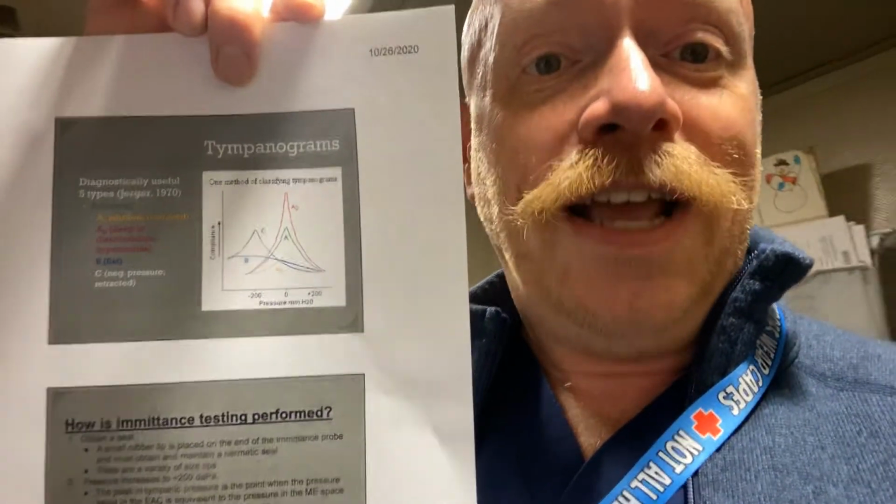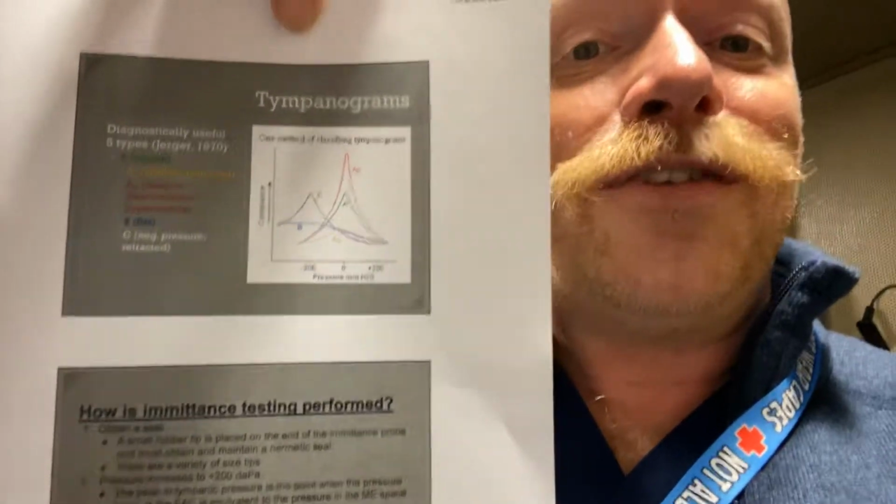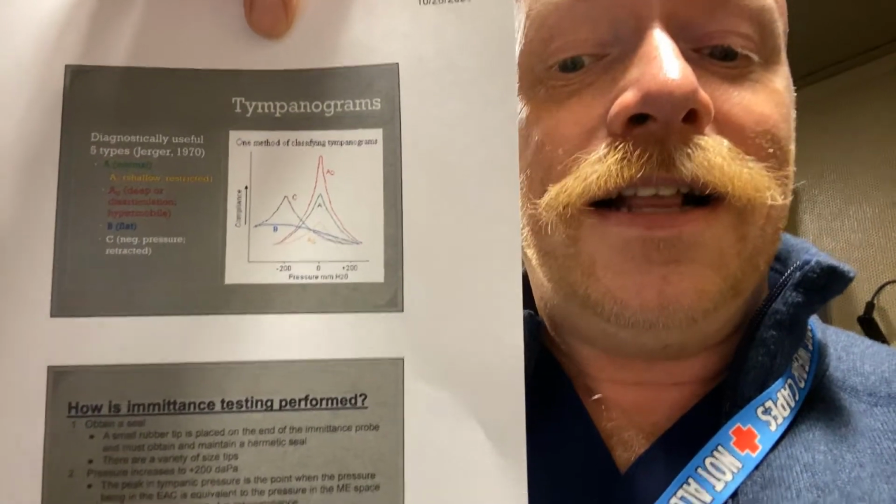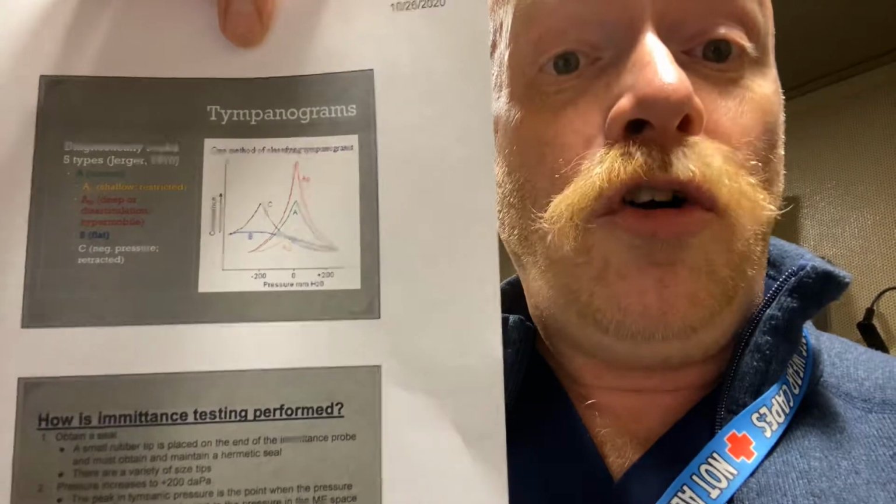This is one of the slides. It's probably about the 10th or 12th slide under Unit 3, objective tests. The 5 different types of tympanograms we can get. A, normal. B, flat. If we have a flat tympanogram, that means we get a flat line. What does that mean? It means that the space is filled up with fluid. The middle ear space is filled up with fluid. That's what a type B, a flat tympanogram is.